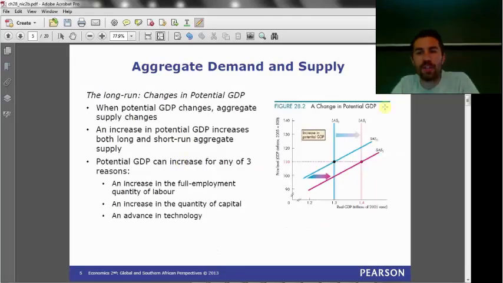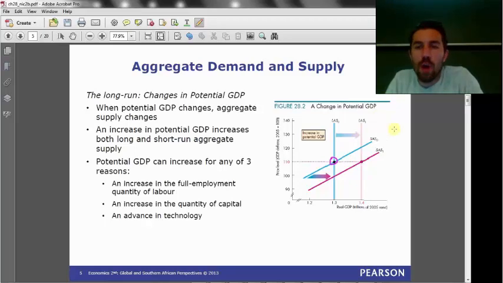Alternatively, we could have a shift in the entire long-run aggregate supply curve. And when the long-run aggregate supply curve shifts, the short-run aggregate supply curve shifts with it. So here in the blue, we've got this long-run and short-run, and at the price level of 110, they intersect. If my long-run aggregate supply curve shifts to the right, my short-run aggregate supply curve shifts with it. So the short-run aggregate supply curve is derived from the long-run aggregate supply curve. So any change in the long run must also have a change on the short-run curve.